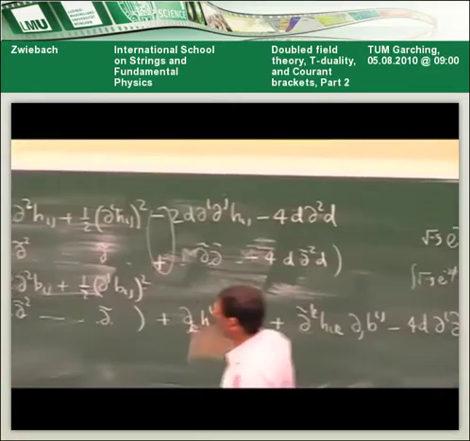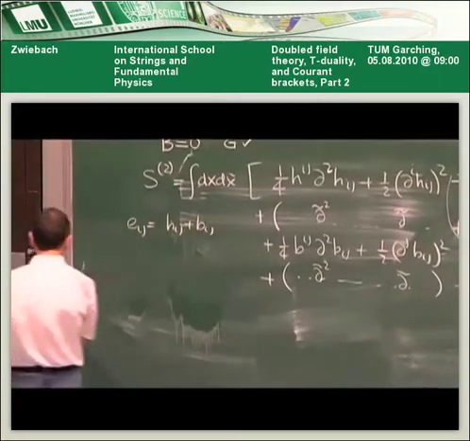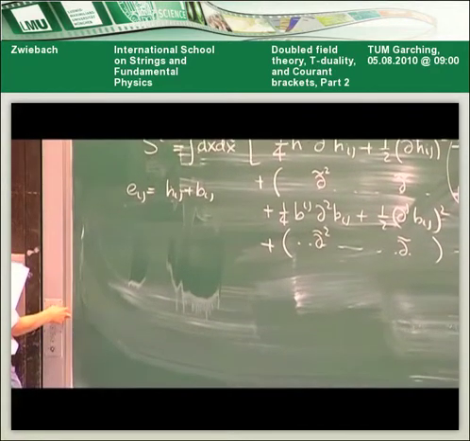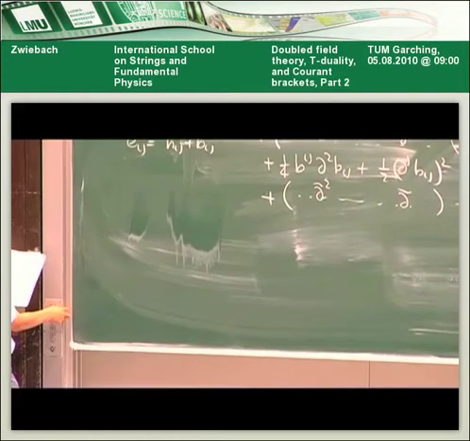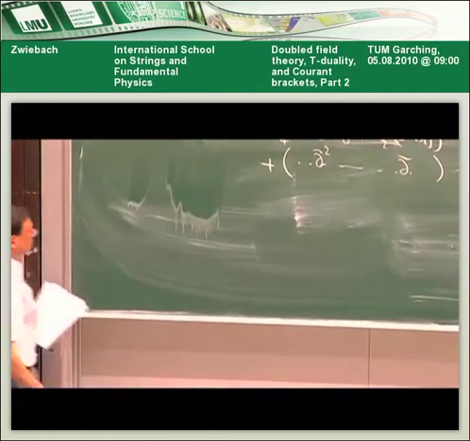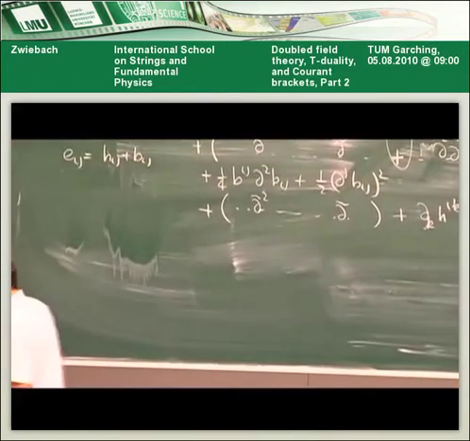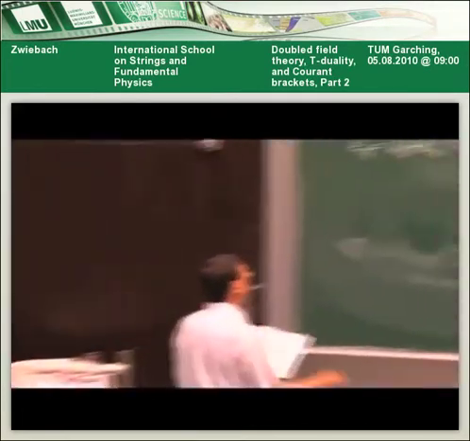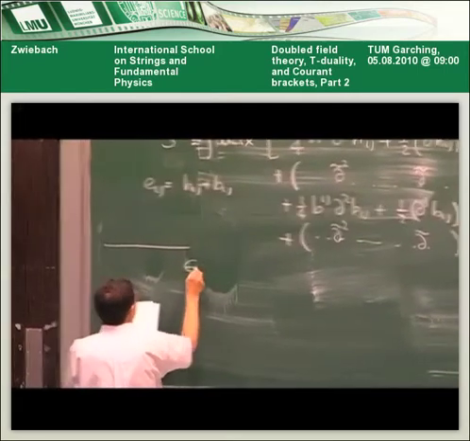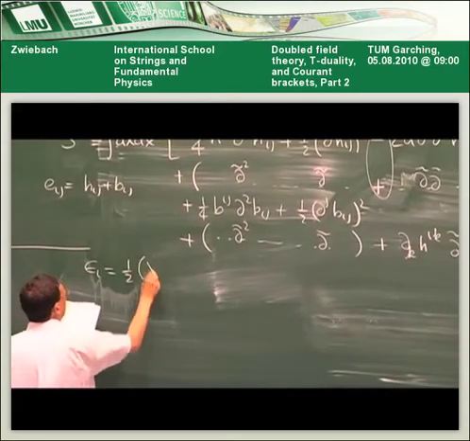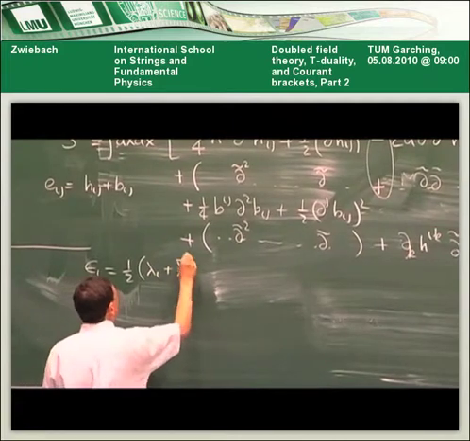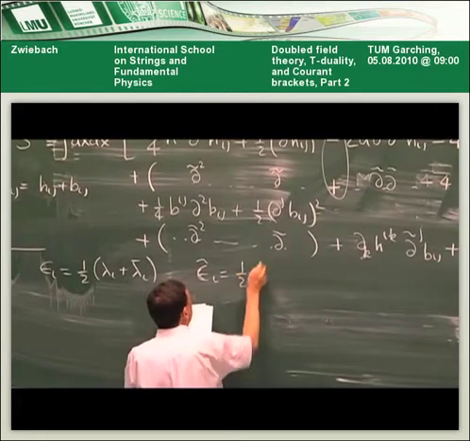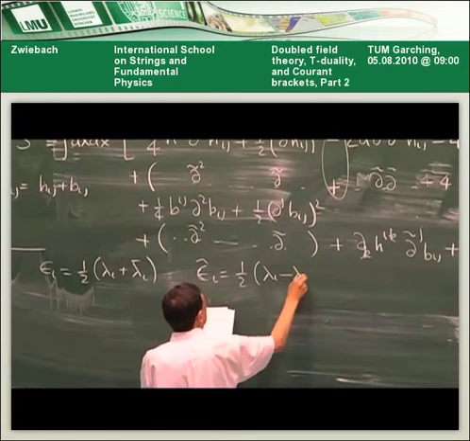Those were the symmetries there, but I don't think anybody can see those symmetries and say, oh, I understand. Let me write them again in plain English. So here they go. It's convenient to write this with parameters epsilon_i equal 1/2 of lambda_i plus lambda_i bar, and epsilon_i tilde, which is 1/2 of lambda_i minus lambda_i bar.